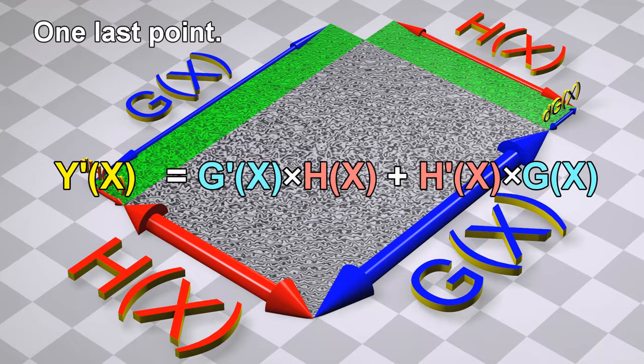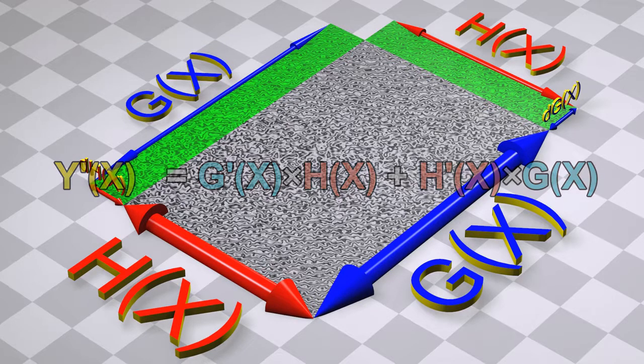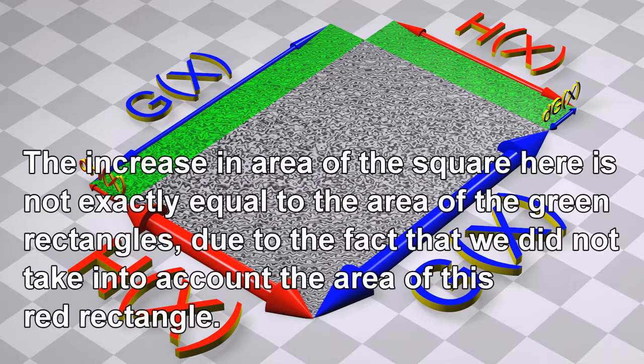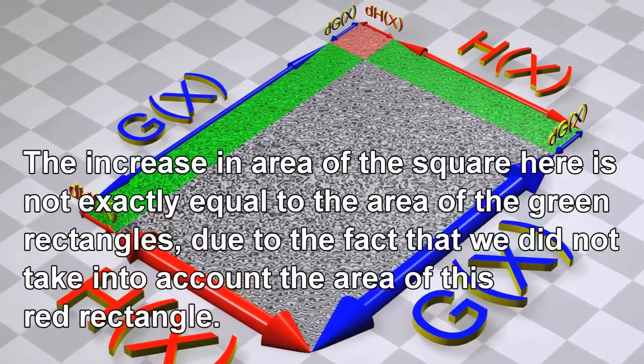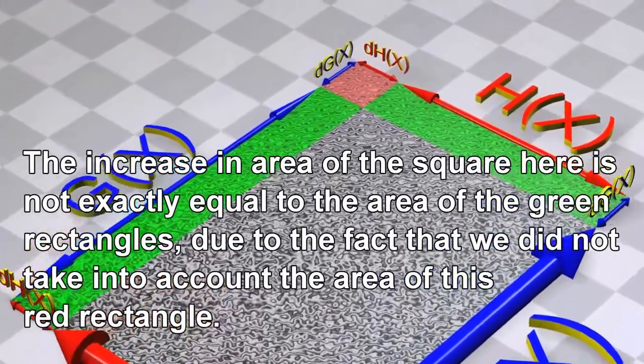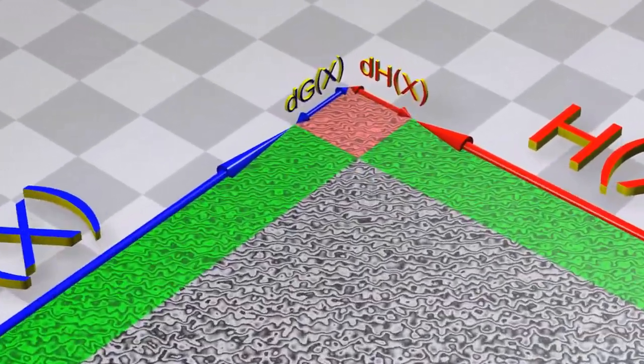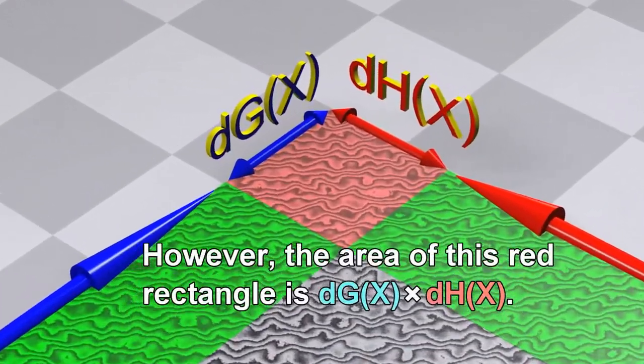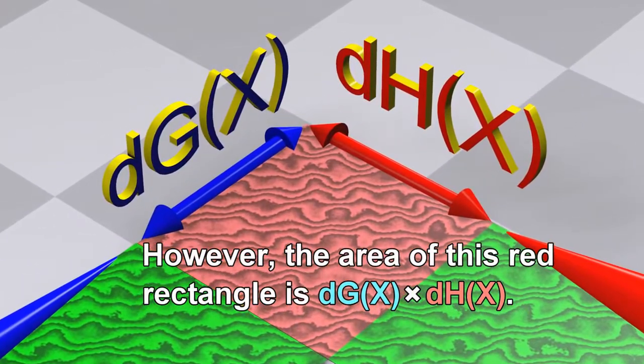One last point. The increase in area of the square here is not exactly equal to the area of the green rectangles, due to the fact that we did not take into account the area of this red rectangle. However, the area of this red rectangle is dg multiplied by dh.